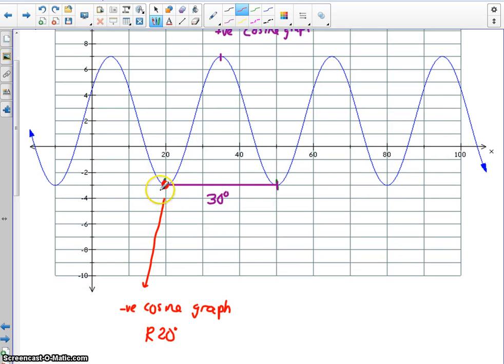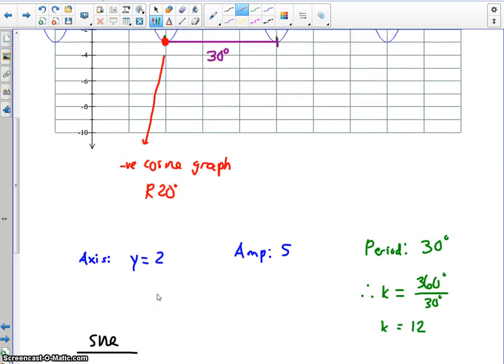At first I chose to create a negative cosine graph. A negative cosine graph starts at its minimum because it's been reflected from the parent function. So I isolate a spot where the function is at its minimum, and I chose this one right here. Again, I could have chosen any other minimum on the graph. I just happen to choose this one. So if I choose here to start the cycle, that means it starts at 20 degrees instead of 0. So it's right 20 degrees for my phase shift.